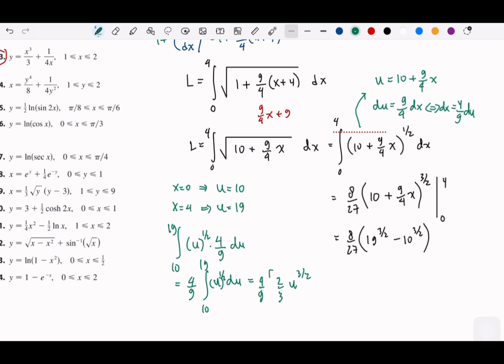It's already integrated from 10 to 19. Okay, so 8 over 27. This will be 19.